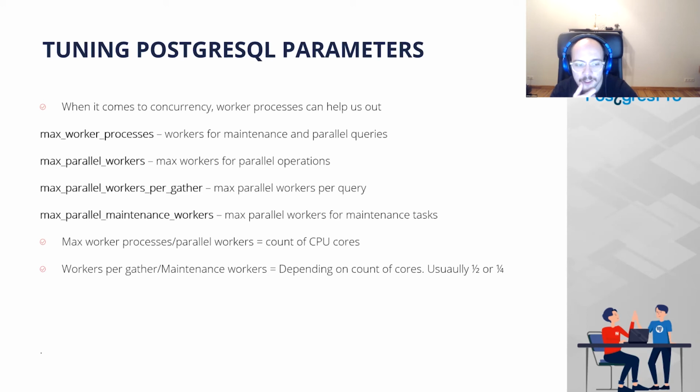Usually, the general rule is that max worker processes and max parallel workers are the count of CPU cores. And then we limit the workers per gather and maintenance workers to a half or a quarter of our CPU cores. If we have something like 24 cores, I'd say 4 workers for each will be fine, because we don't want to allocate all of our workers to a single large query or large maintenance task. That's why we need to limit these. Otherwise, all of the other performance will suffer.